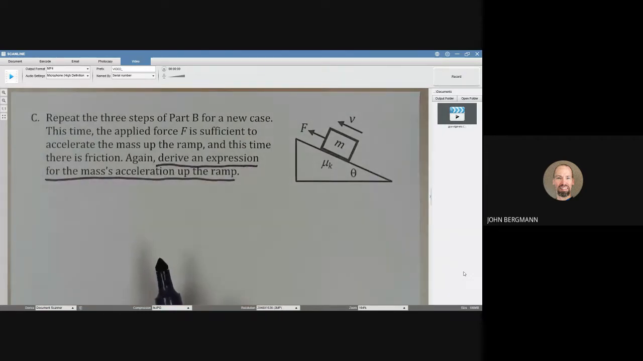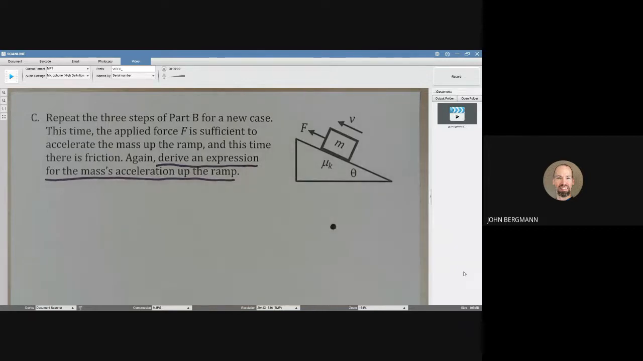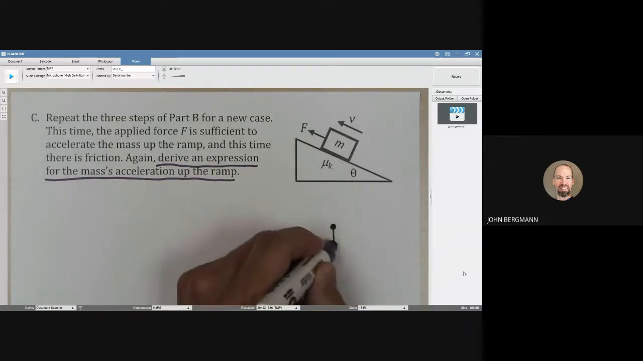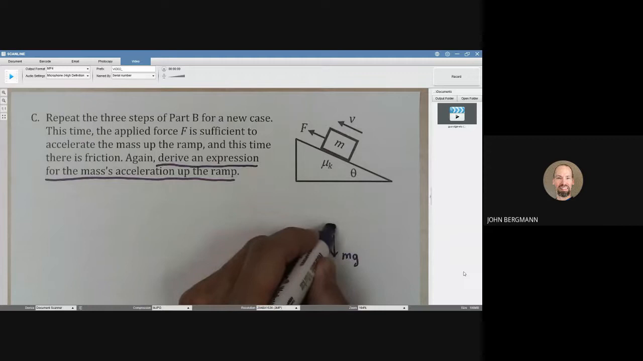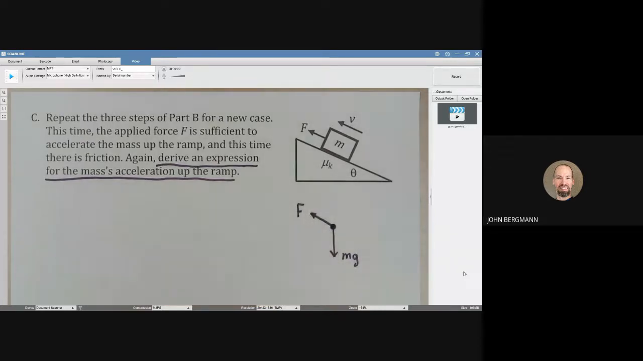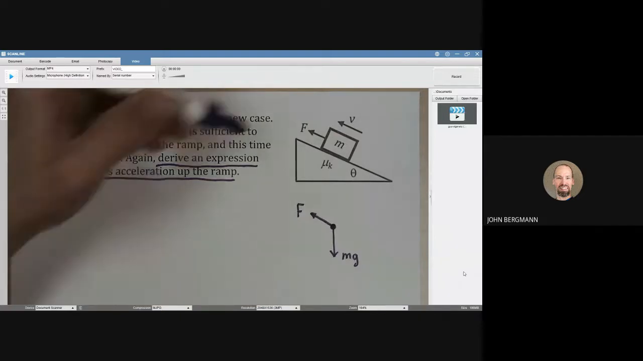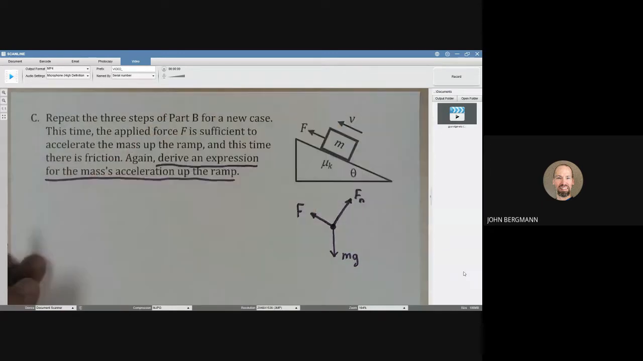So the first thing we do in a case like this is we draw a free body diagram, which we represent as a dot. And now let's draw the forces that apply. So we have the force of gravity, m times g, which acts straight downward. We have the applied force F that acts up the plane like that. We have the normal force, which acts at right angles to the surface. And then we have kinetic friction.